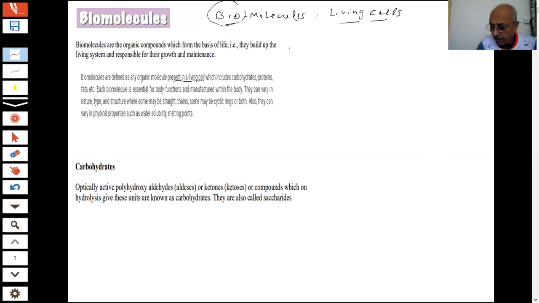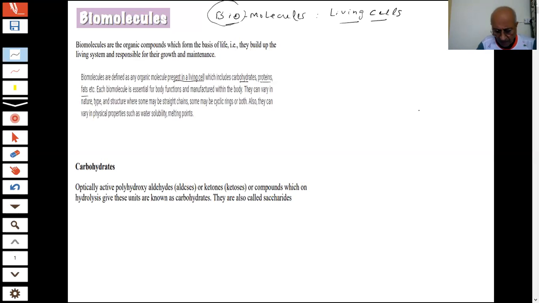What we will be studying in chemistry are mostly these: carbohydrates, proteins, fats, a few other lipids, and many other things which we are using in the body. They are essential for body functions and manufactured within the body. The body is able to manufacture them, but a large number of things we are taking from outside also, because the body cannot provide everything. They can vary in nature, type, and structure; some can be straight chain, some may be cyclic rings or both. They can vary in physical properties as well as water solubility and melting points.